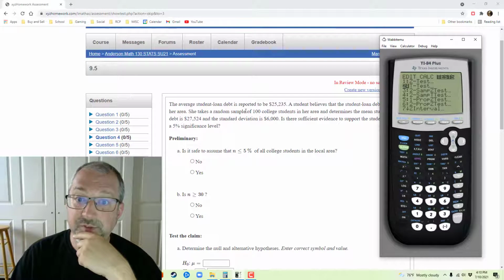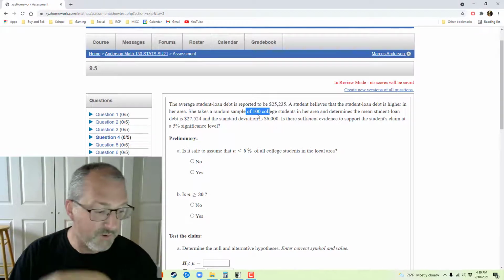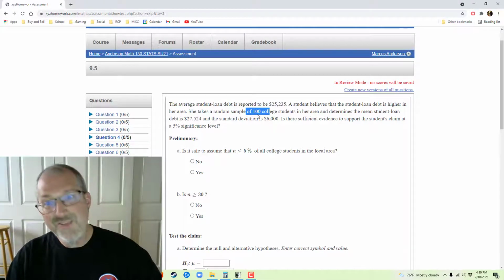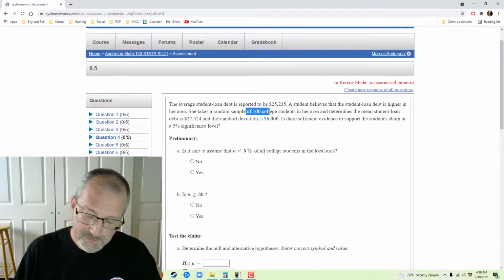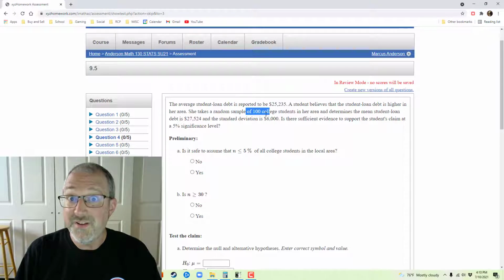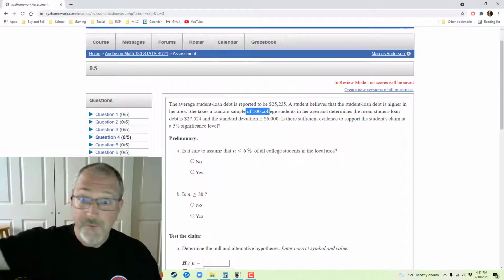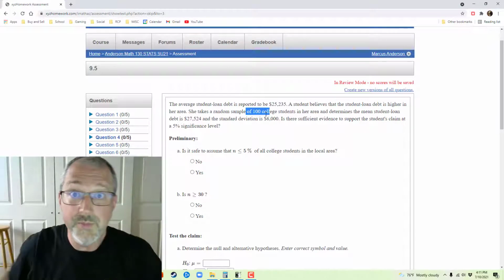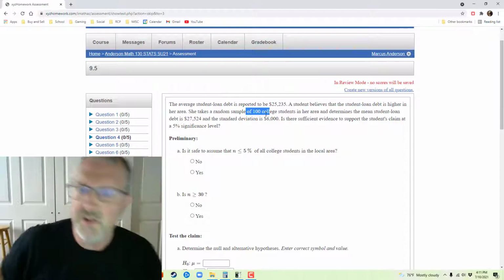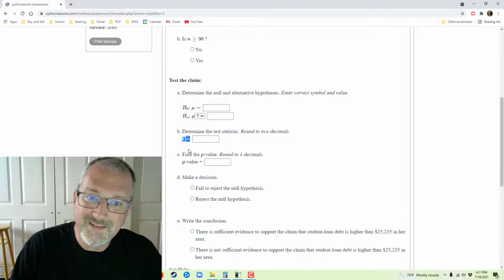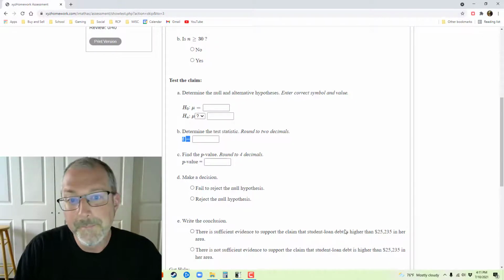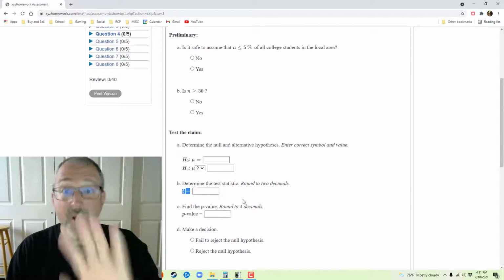So if this number, in this case 100, is close to 30, you may want to default to the t-test here. But if it's way far away from 30, you can do z or t. But if it's getting close to 30, even if it's over 30, you may want to lean on that t-test because it gives you this right here. Okay, so that's my only warning.